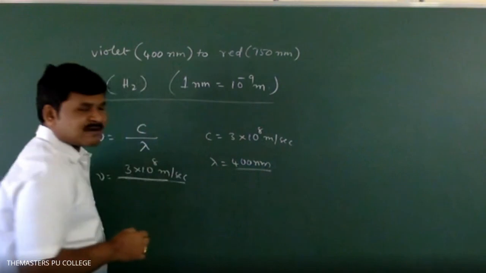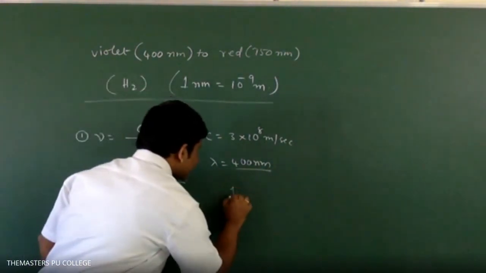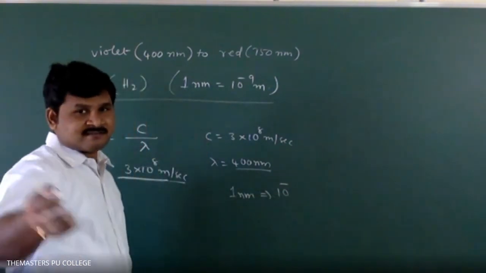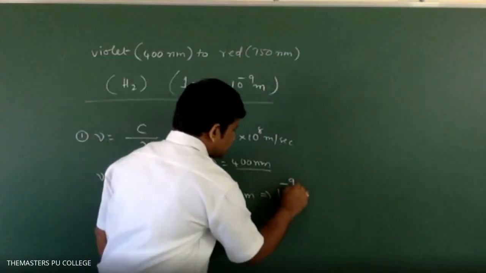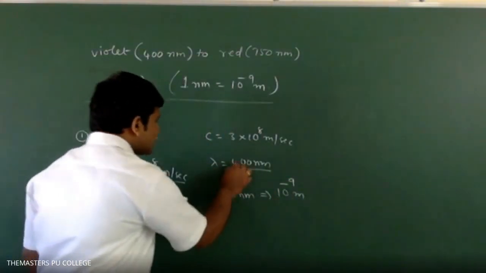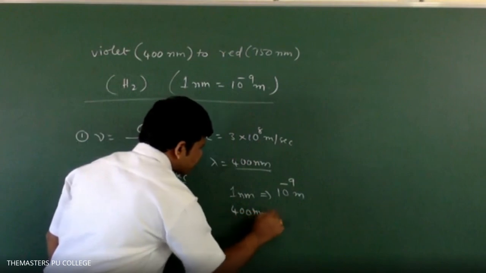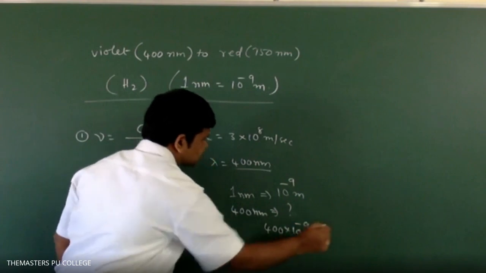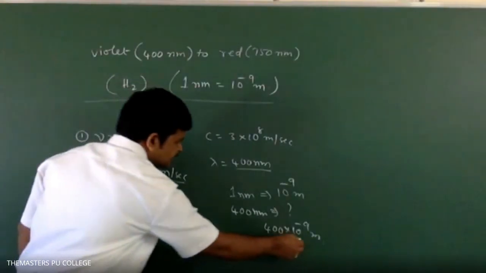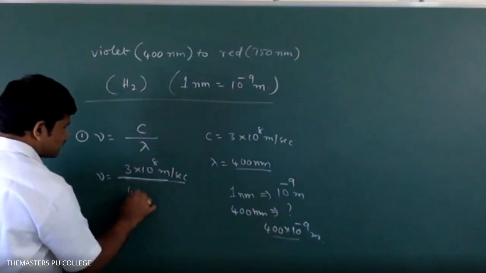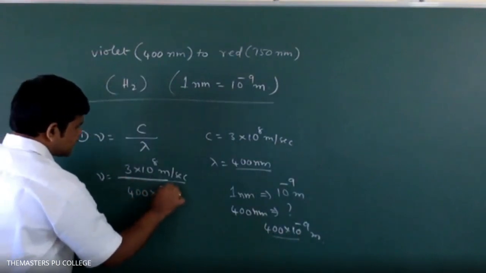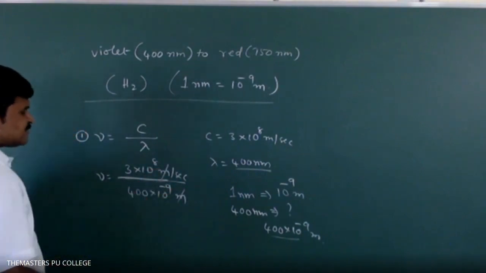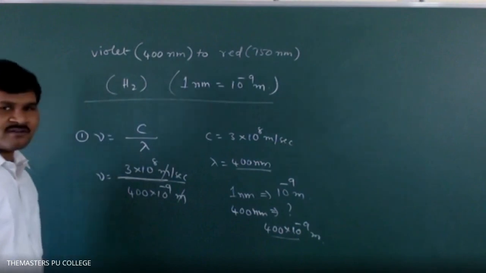How do we calculate this in meters? Very simple. 1 nanometer is equal to how many meters? 10 power minus 9 meters. So 400 nanometers is how many meters? 400 into 10 power minus 9. That's why lambda is equal to 400 into 10 power minus 9 meters. The meters cancel. Simplify 400, write it as 4 into 10 power 2.